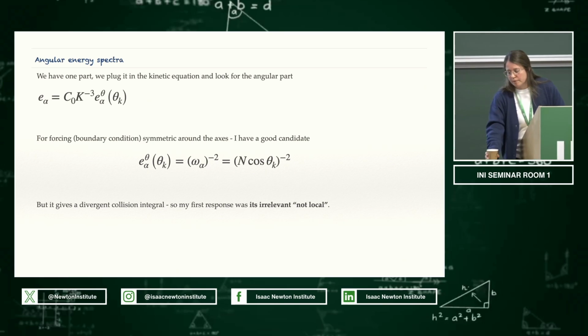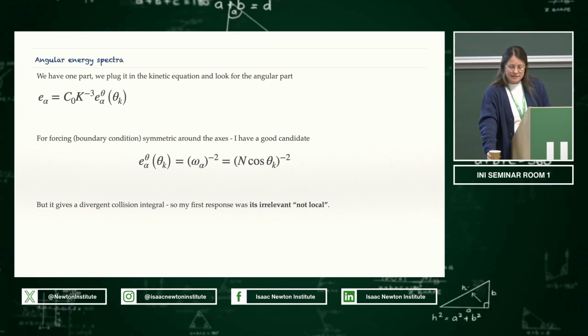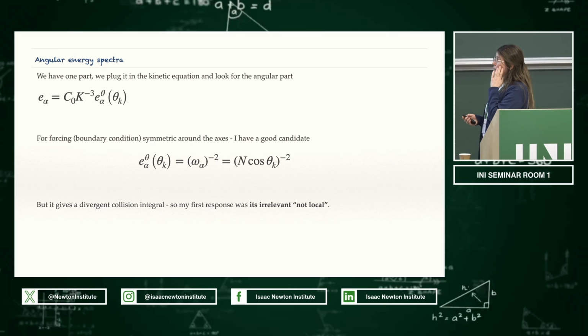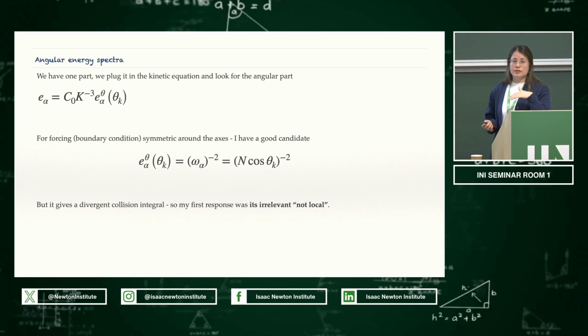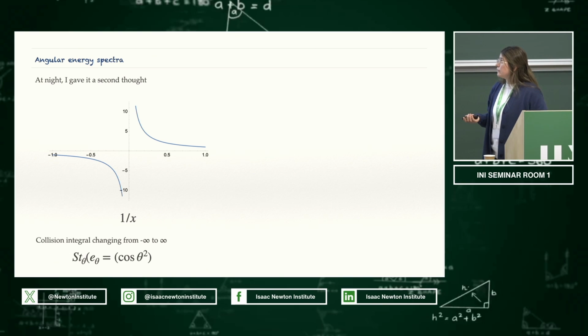And when I realized that this is a good candidate, I took it and plugged it in the collision integral, and it gave me a diverging collision integral. And then my first response was, okay, it's irrelevant, it's not local as we call it in wave turbulence, so I need to look for another solution.